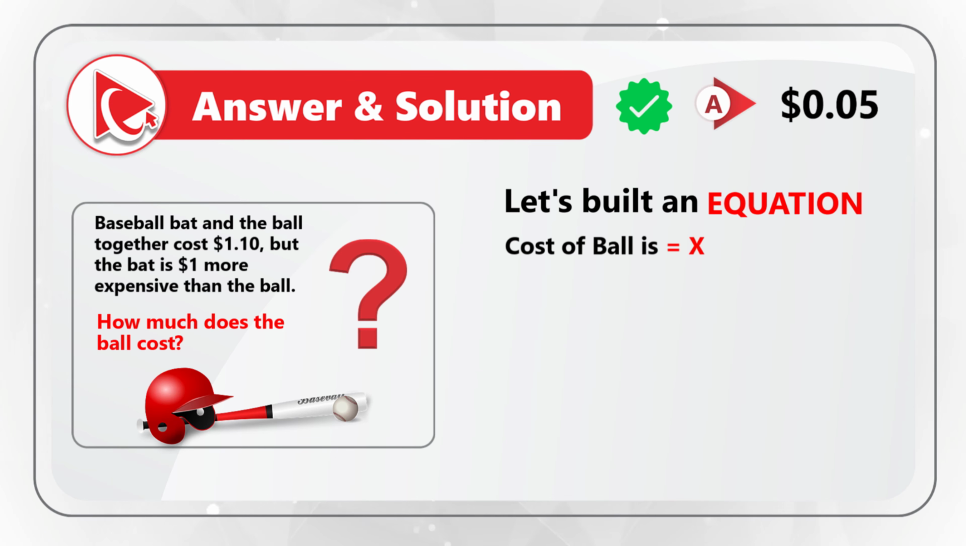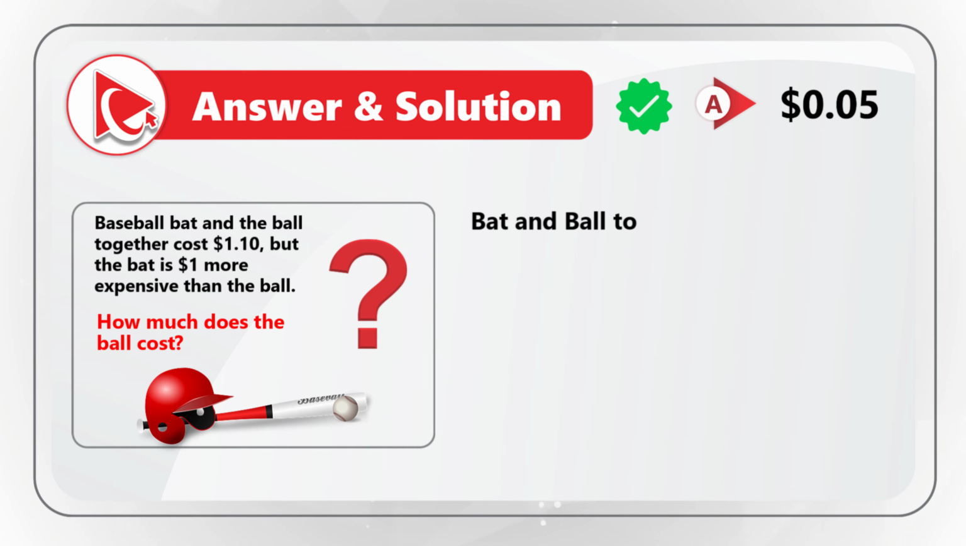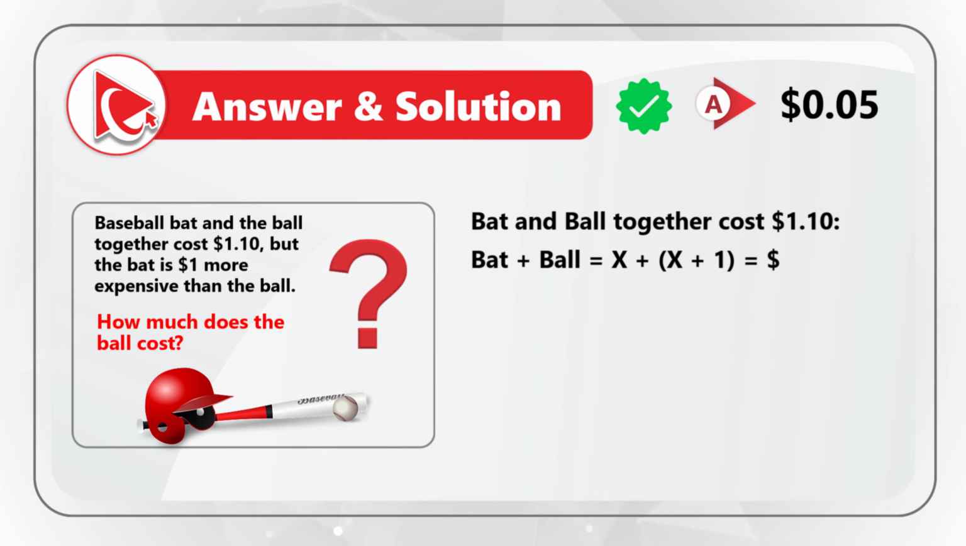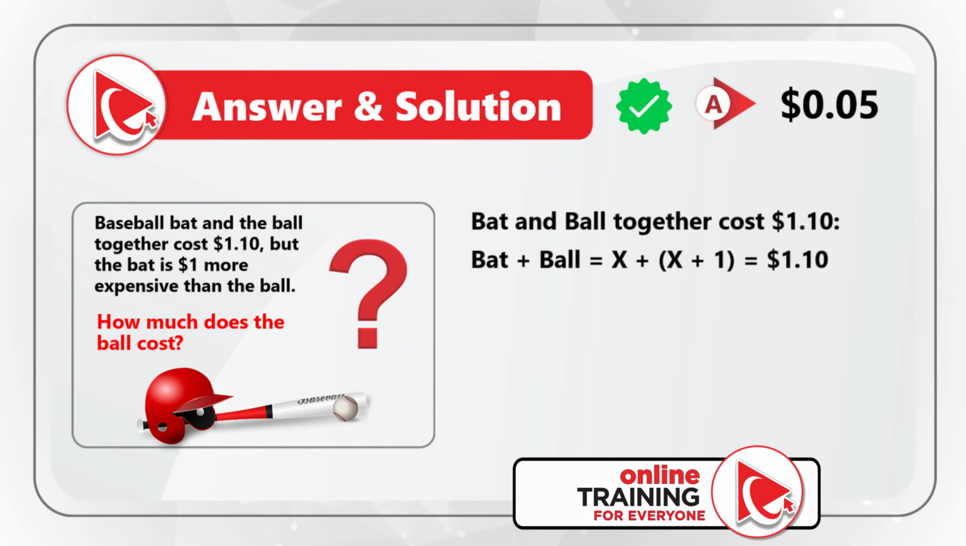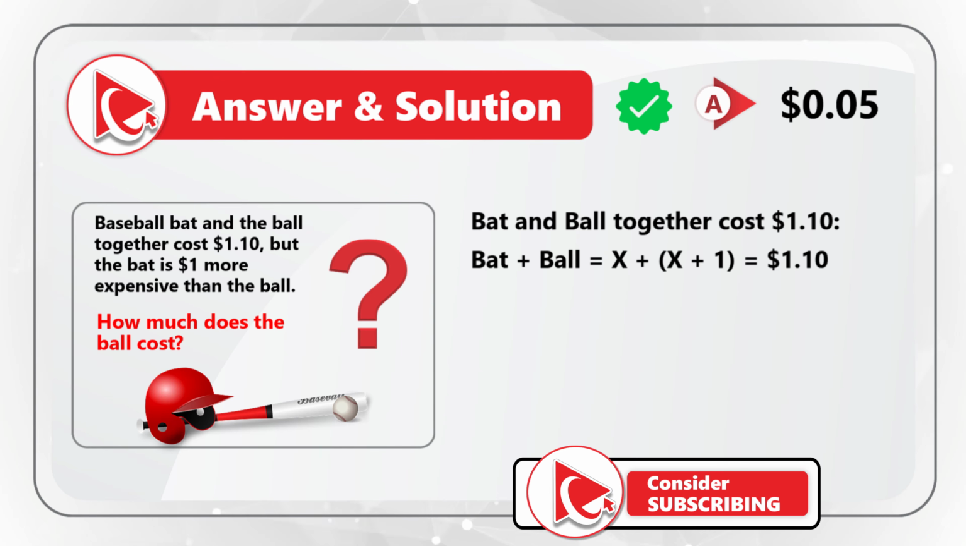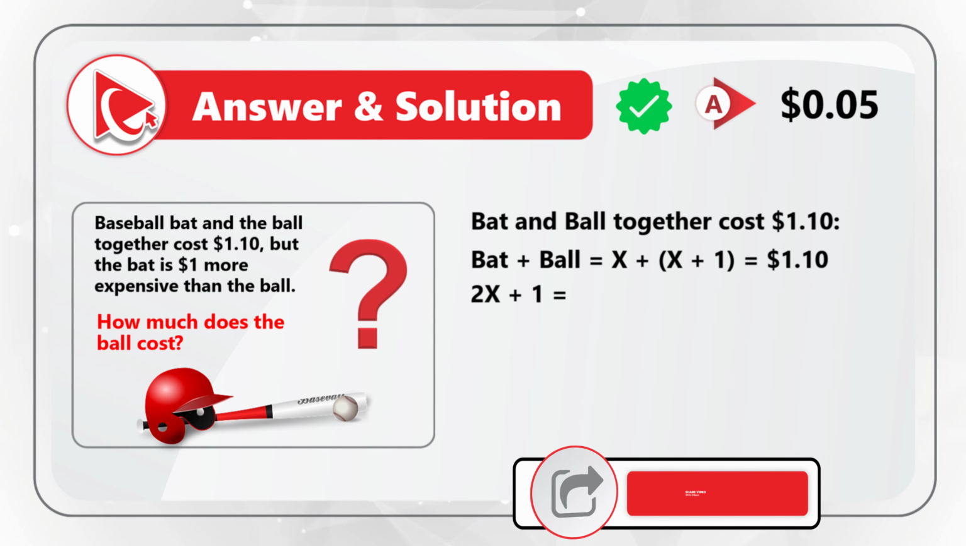The cost of a ball would be X. And since the bat costs $1 more, the cost of the bat would be X plus $1. Now we can take advantage of the fact that the ball and the bat together cost $1.10. Bat plus ball would be X plus X plus 1, which would be equal to $1.10, which would mean that 2x plus 1 would be equal to $1.10.